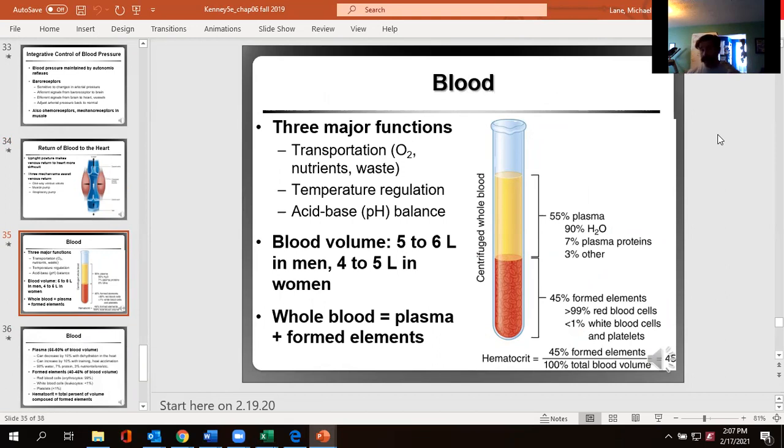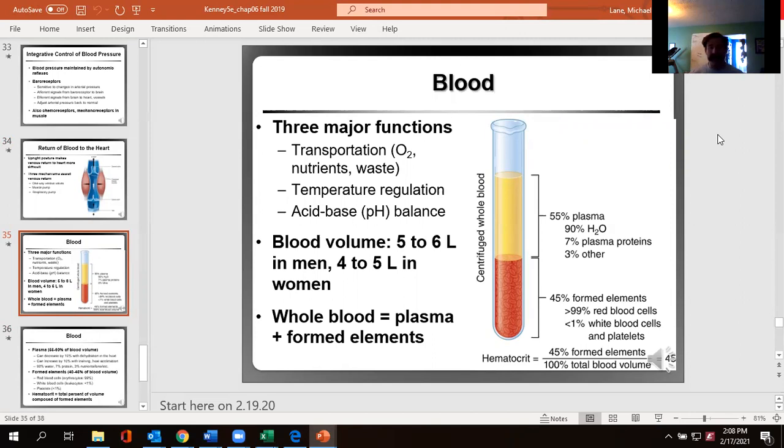Now, we then have our 45%, and it's from 40 to 50, and this is going to be known as our formed elements. 99% of that is going to be red blood cells. 1% is white blood cells and platelets, where platelets help with blood clotting. So your average person has around 5 liters of blood, bigger people more, smaller people less.